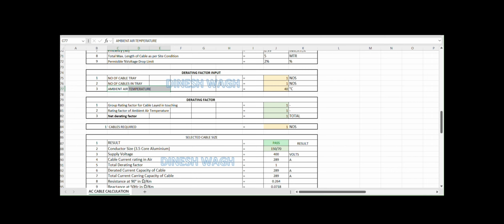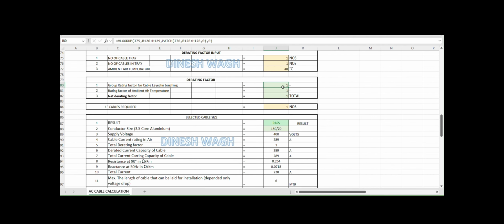So here the number of cable trays is 1, the number of cables in the tray is 1, and the ambient temperature is 40 degrees. So here we are getting the values of that derating factor. I am taking these values from the data sheet, and I have inserted this data in this Excel file and used VLOOKUP with this cable tray input.